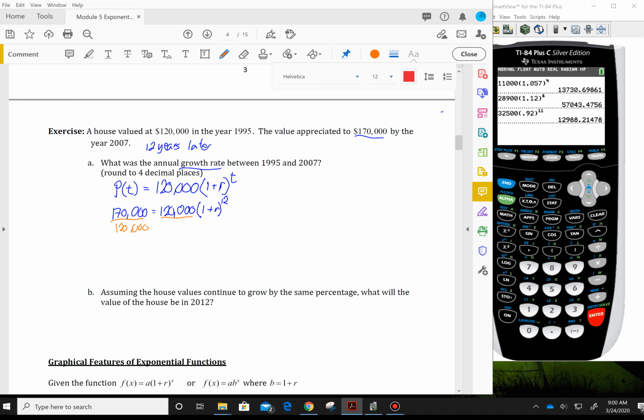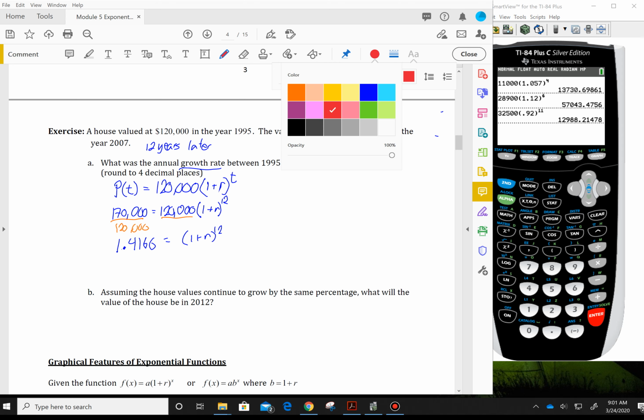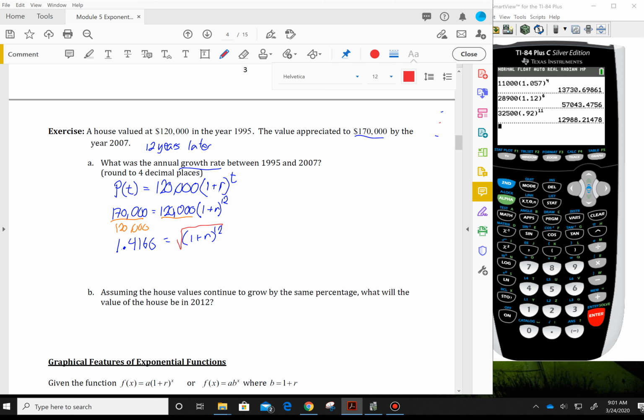Of course, you can get decimals here if you'd like, or you can leave it as a fraction. If I were to rewrite this as a decimal, I think I get this to be, and I'm going to write it to 4 decimal places, 1.4166. And this would be equal to the 1 plus r raised to the 12th. Now, I would like to solve for r, and so I need to get rid of this 12th power here. And I'm going to do that by taking the 12th root, like a square root, but the 12th root of each side.